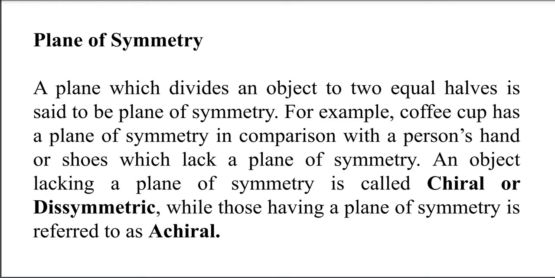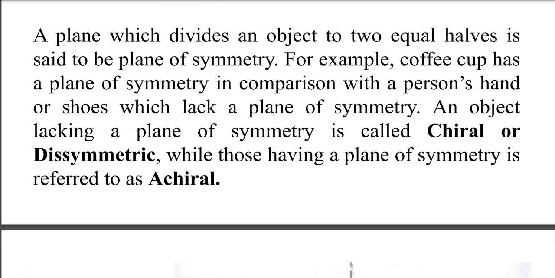A plane which divides an object into two equal halves is said to be a plane of symmetry. For example, a coffee cup has a plane of symmetry, in comparison with a person's hand or shoes, which lack a plane of symmetry. An object lacking a plane of symmetry is called chiral or dissymmetric, while those having a plane of symmetry are referred to as achiral.